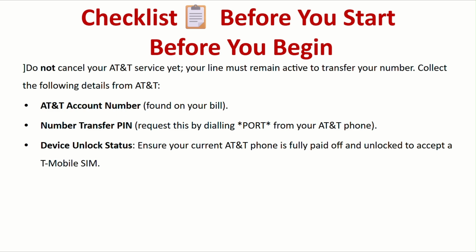Do not cancel your AT&T service yet. Your line must remain active to transfer your number. Collect the following details from AT&T. AT&T account number found on your bill. Number transfer PIN: request this by dialing star PORT star from your AT&T phone. Device unlock status: ensure your current AT&T phone is fully paid off and unlocked to accept a T-Mobile SIM.